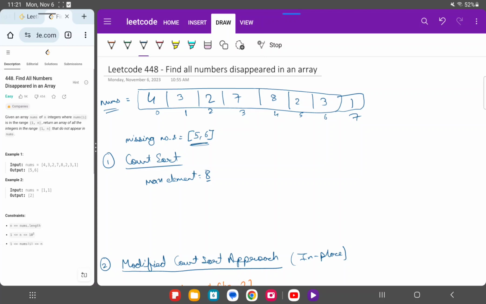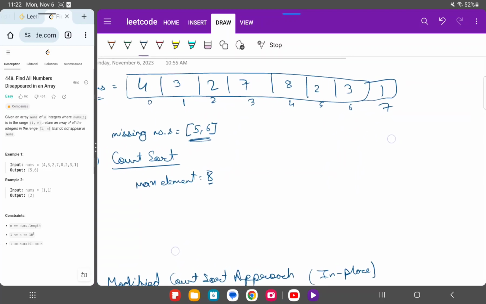So for example, we have this array nums: 4 3 2 7 8 2 3 1, a nums array in the range of 1 to 8. So the missing numbers are obviously, as you can see, 5 and 6. So how can we go about this? So the first approach is using a count sort approach.